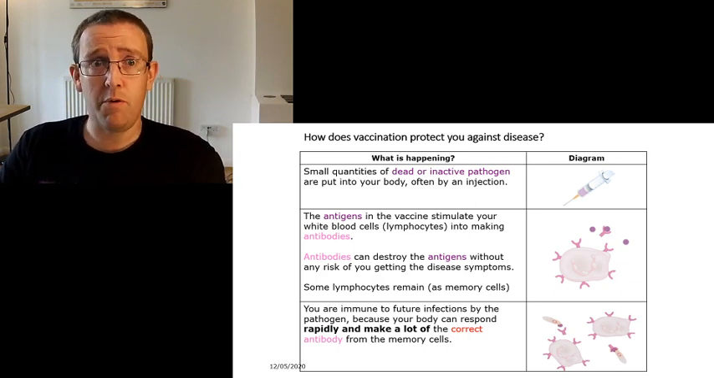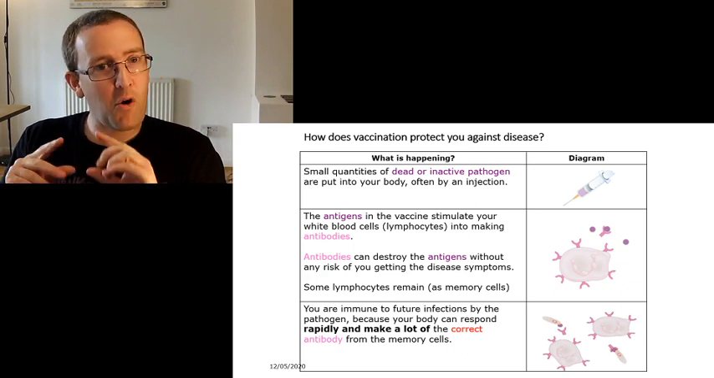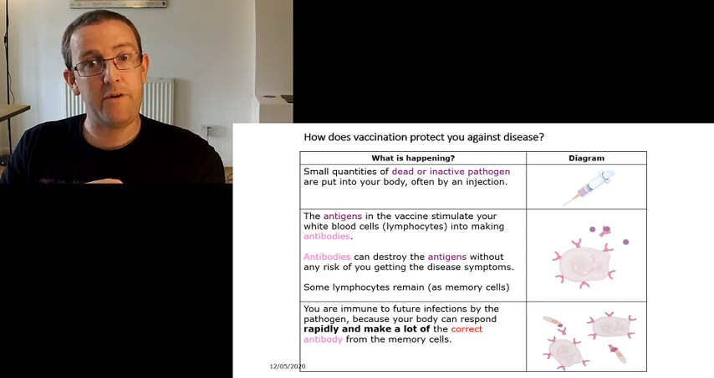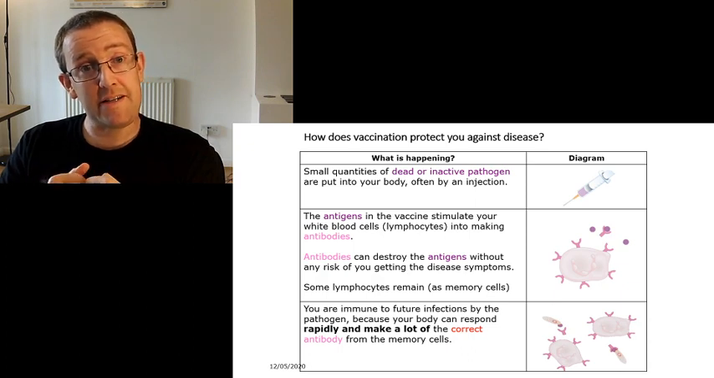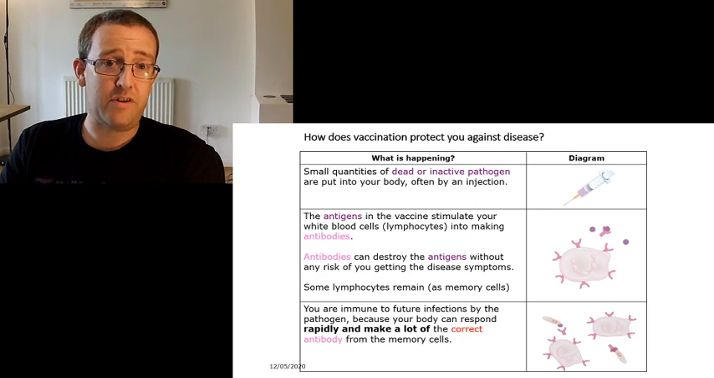If you give someone a small amount of smallpox, then you've killed them. Okay, so it's not about quantity of the disease, it's the dead or inactive bit that's important. So the pathogen has to be dead or inactive. And the key bit that needs to be intact are these things called the antigens, which are the shapes on the outside of the cell.